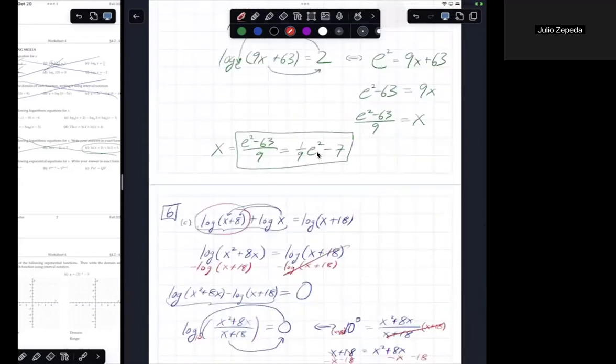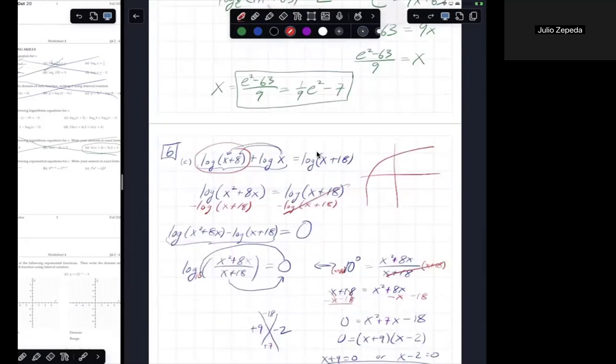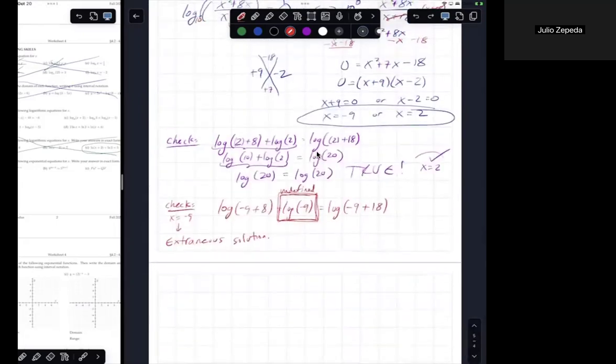this is a logarithmic function that looks something like this. Log of x is also a logarithmic function that looks something like that. The sum of these two functions, we're trying to find out where it's equal to log of x plus 18, which is a logarithmic function itself. And so these two will intersect somewhere for some x value. And it looks like they intersect when x is equal to 2, because we got a true statement there, but only at x equals 2.